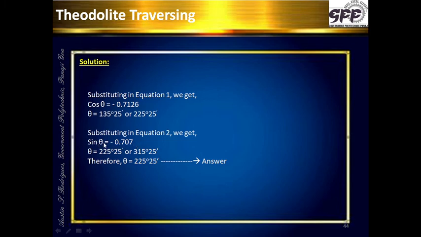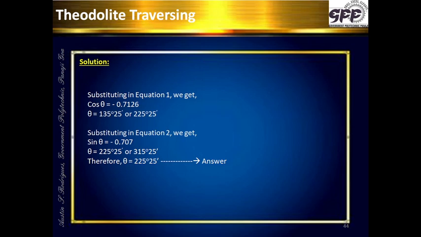Now for which angle is sine theta equal to minus 0.707? Theta is equal to 225 degrees 25 minutes or 315 degrees 25 minutes. Now which is the one which is common between the two? It is only 225 degrees 25 minutes. Therefore theta is 225 degrees 25 minutes.